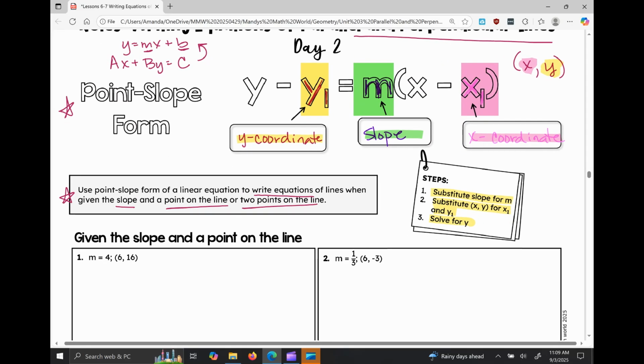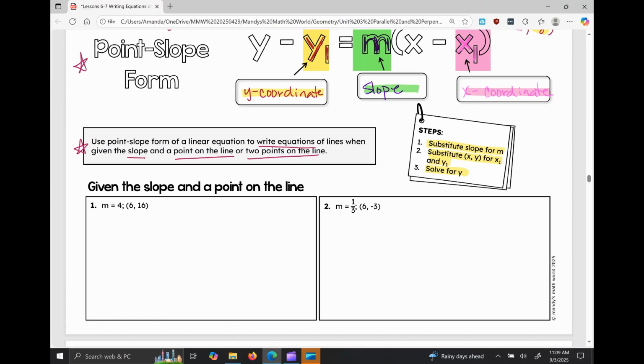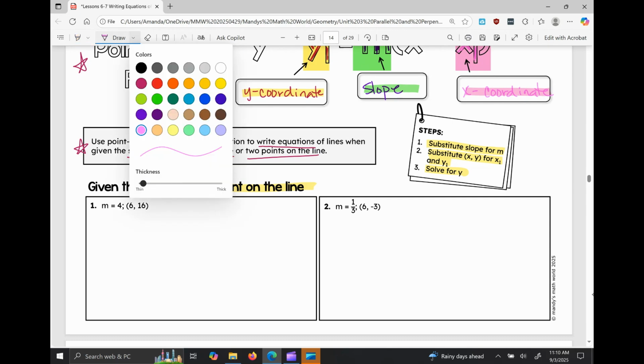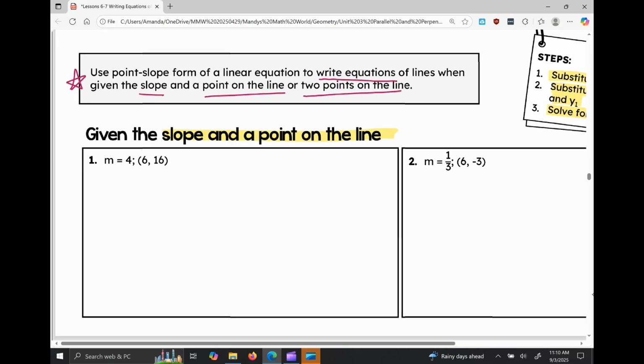Let's actually just get started on this, because honestly, when you start working through the examples, that's when it really starts clicking. So the first examples are writing equations of lines when we're given the slope and a point on the line. In this first example, the equation of the line has a slope of 4 and it passes through the point 6, 16. So I'm going to label this x1, y1, and then I'm going to write the point-slope form of a linear equation, which is y minus y1 equals m times x minus x1. And now we're just going to plug in things where they go.